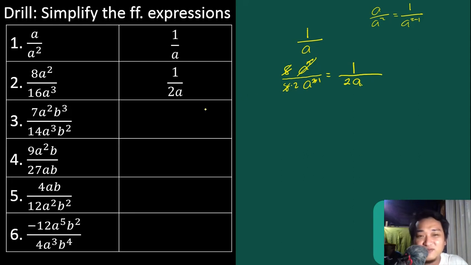Let us have few more examples. 7a squared b cubed over 14a cubed b squared. Again, what is the common factor between 7 and 14? You could also express that as 7a squared b cubed over 7 times 2 a cubed b squared.